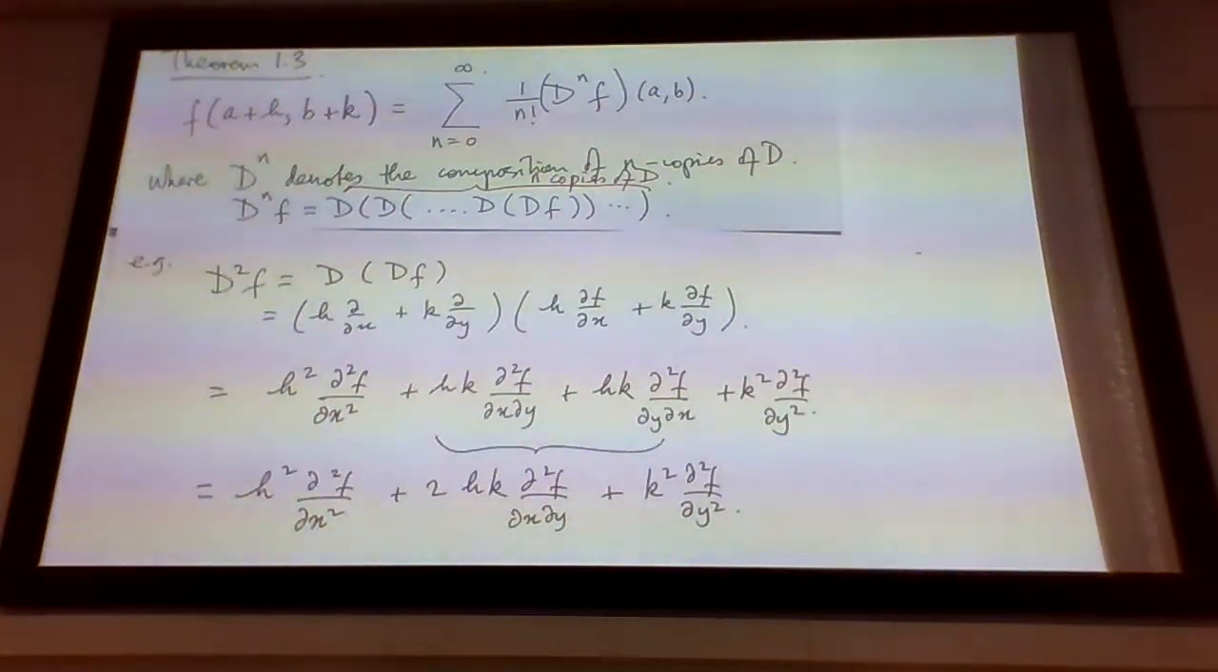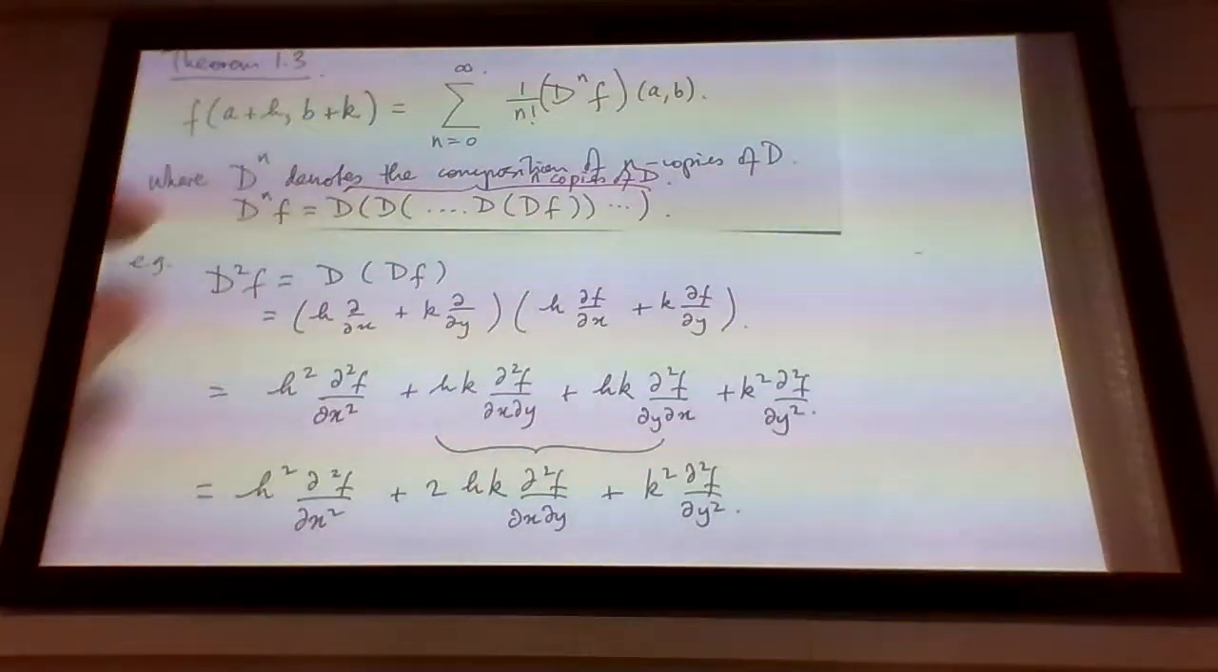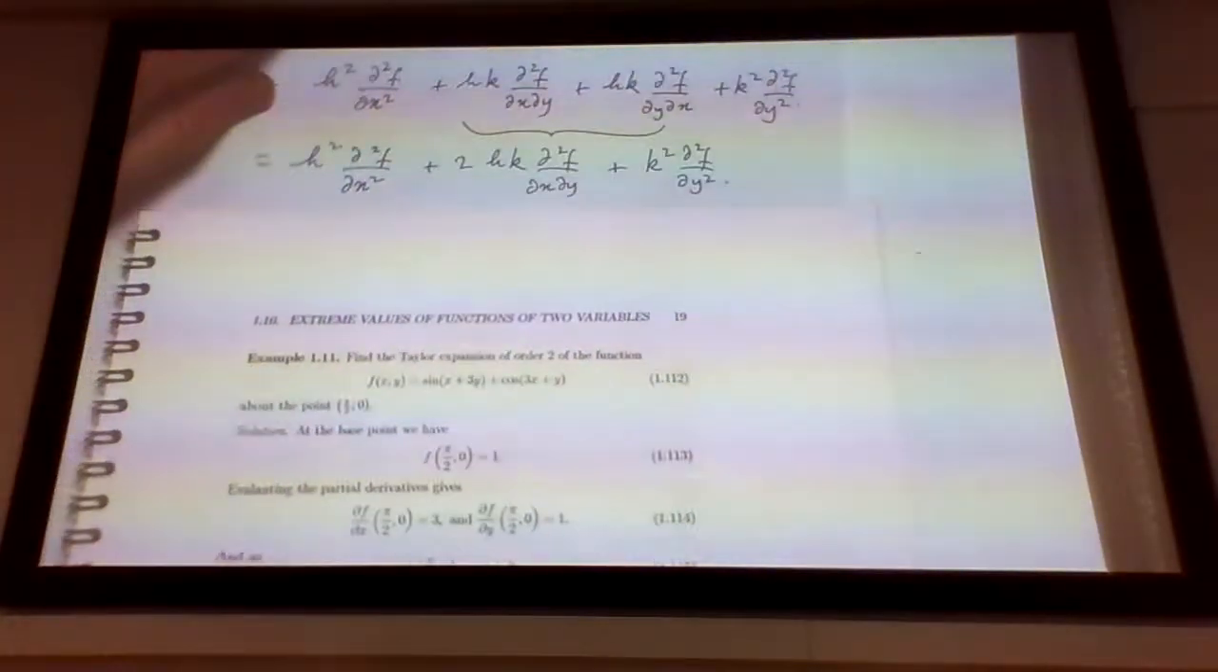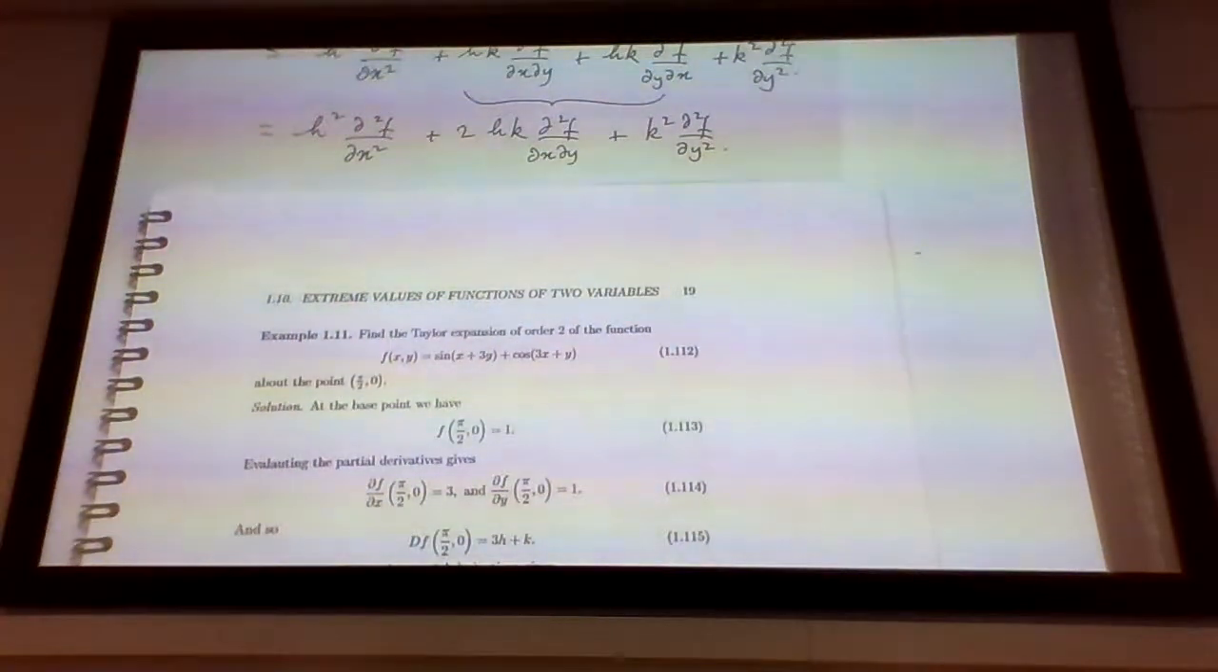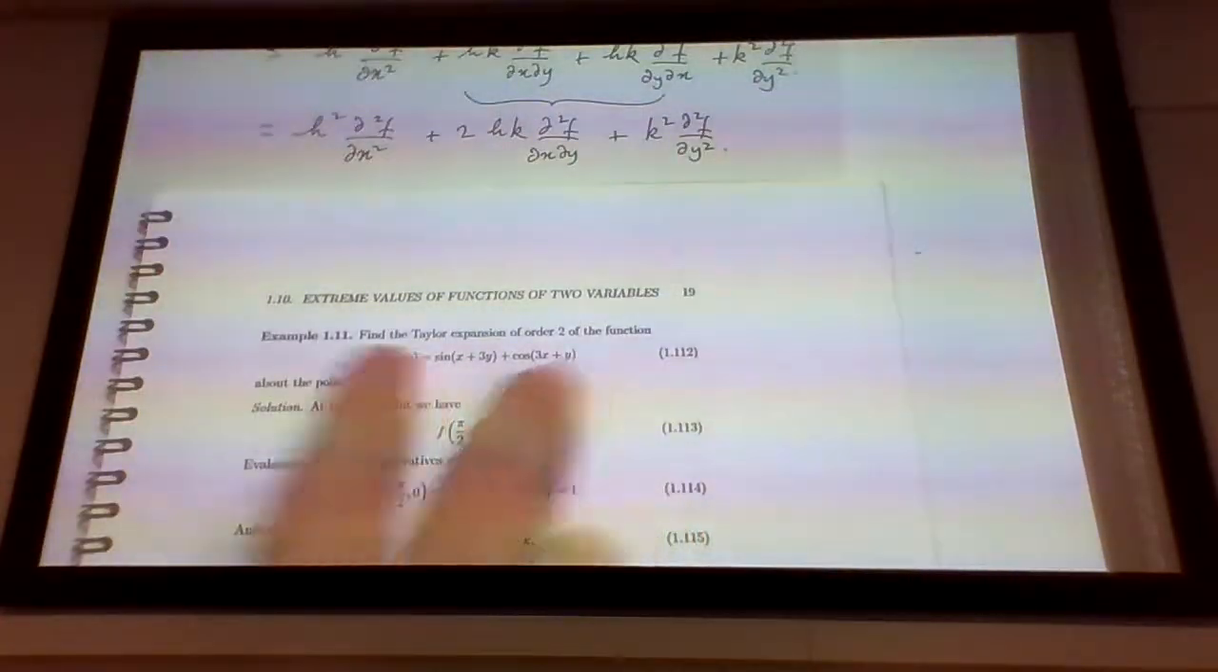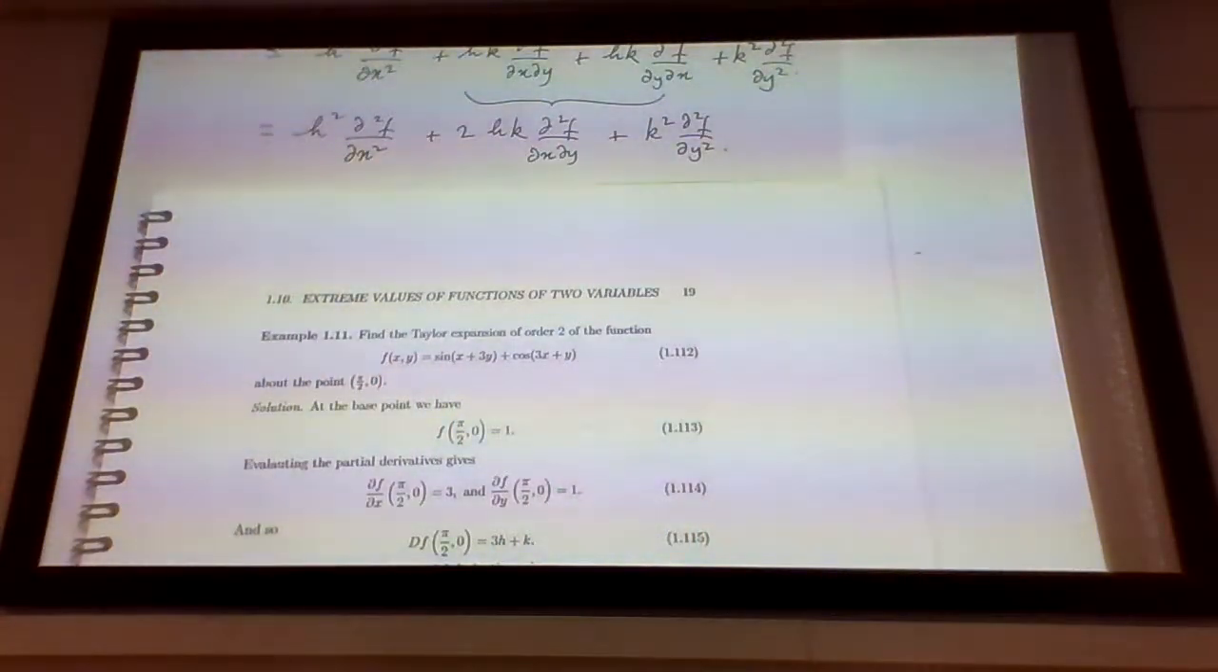So we can look at a worked example of this, which is here in example 1.1 at the top of page 19. Here we choose a particular function. It's a combination of sines and cosines. We're using f of x, y equal to sine of x plus 3y plus the cosine of 3x plus y.